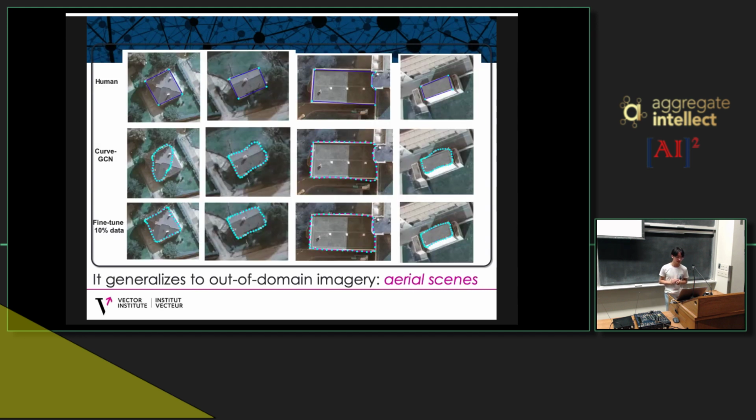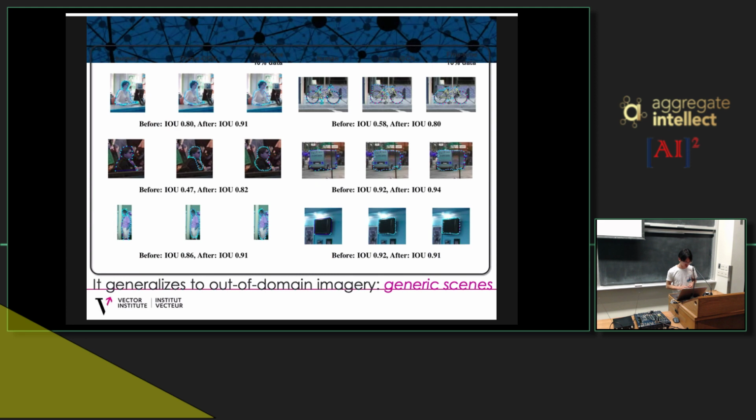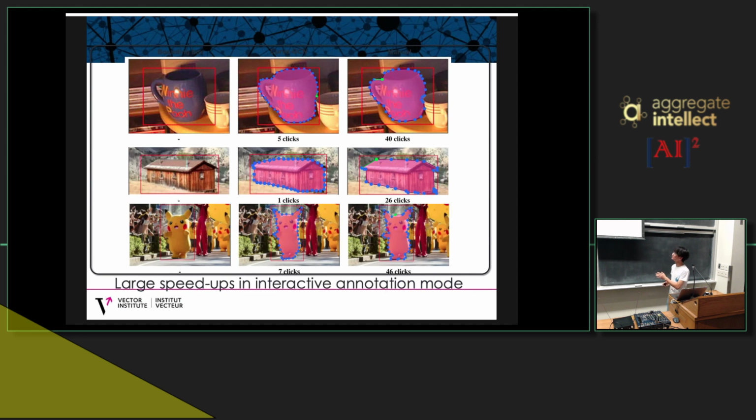And also the good thing about our method is that it can generalize to many unseen classes. For here, our models are never trained on aerial images, which are top views of houses. But we can still fine-tune our model such that it can match the actual boundaries of another unseen class. And this is for medical images. And this is the generic case, where you randomly pick some images from Google or somewhere.